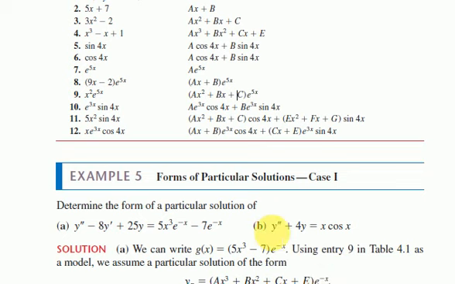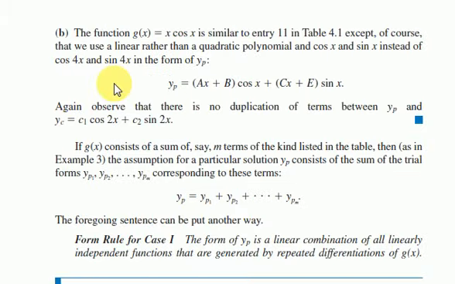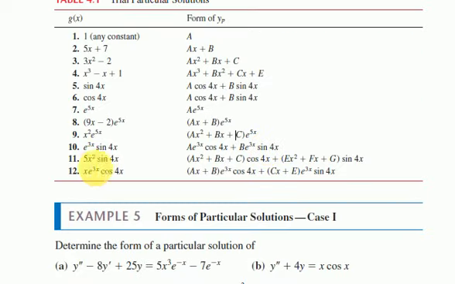Now the other part is y double dash plus 4y is equal to x cos x. What will we assume as yp here? As in part b, g of x is x cos x. Now move towards the 11th entry of the table, which is x cos x or x sin x. The 11th entry is x square sine 4x. In the 11th entry, this is 5x square sine 4x.